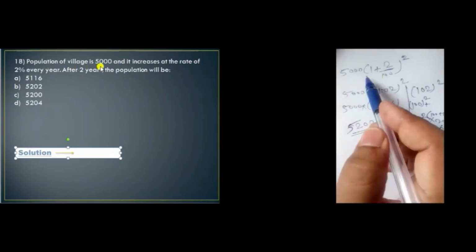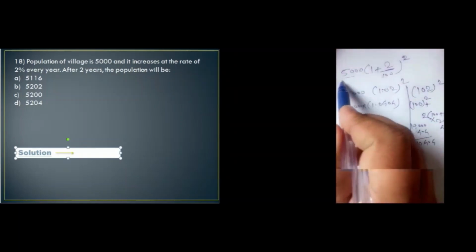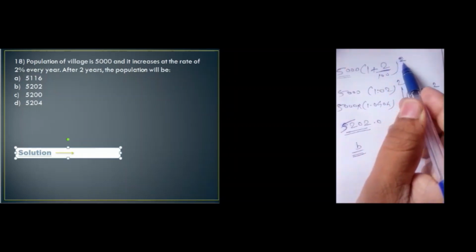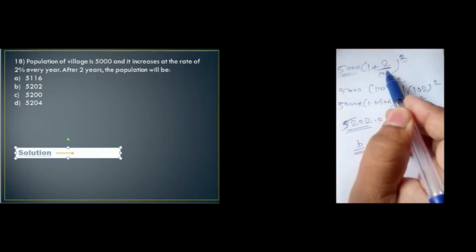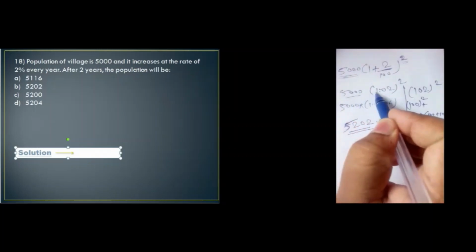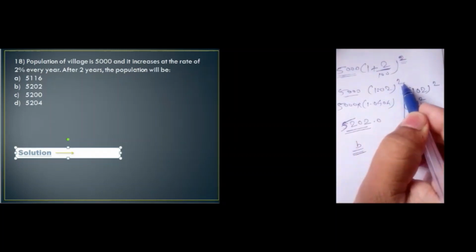So the next question is, the population of a village is 5,000 and it increases at the rate of 2% every year. So after 2 years the population will be, so the current population is given, the increment rate is given, and the population after 2 years has been asked. So it can be solved. The current population of the village is 5,000 and it is increasing at the rate of 2% per annum for 2 years. So this is going to be the formula: current population into 1 plus 2 by 100, for the 2% increment for the 2 years. So this is going to be 5,000 as it is, and this will be 1.02 squared.